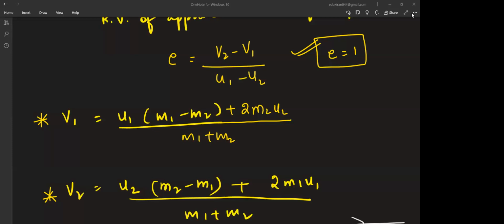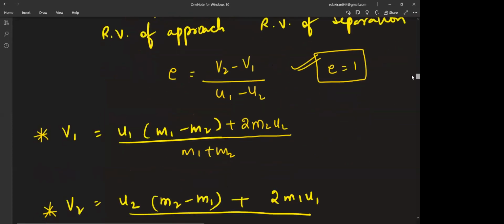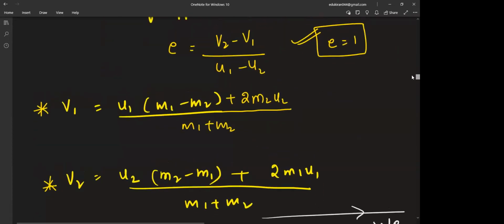See, Harsha here, (V2 minus V1) divided by (U1 minus U2) is coming equal to 1, no? Because of our calculations, they'll get cancelled. That's why we are getting 1. Got it? Okay.